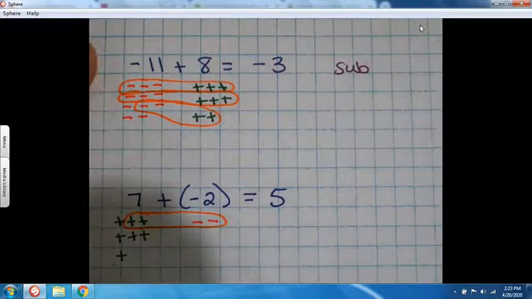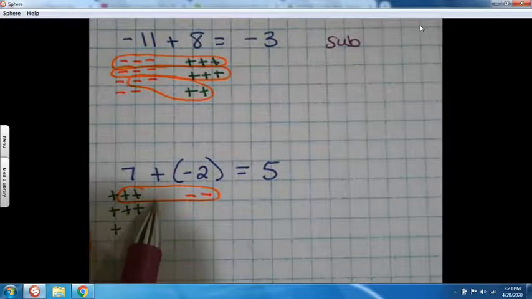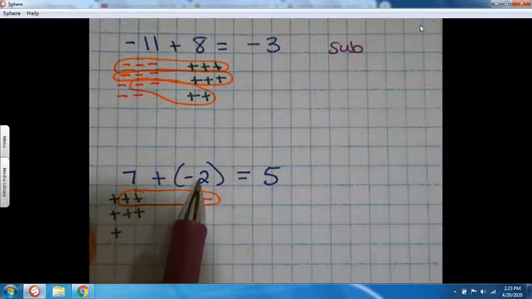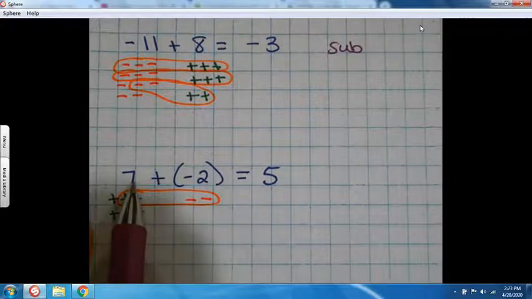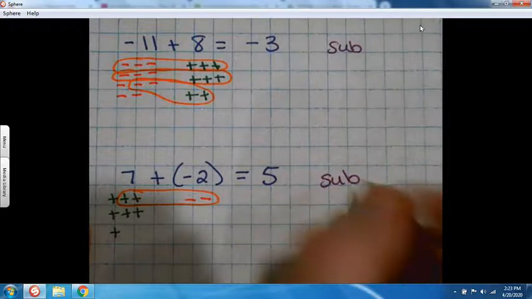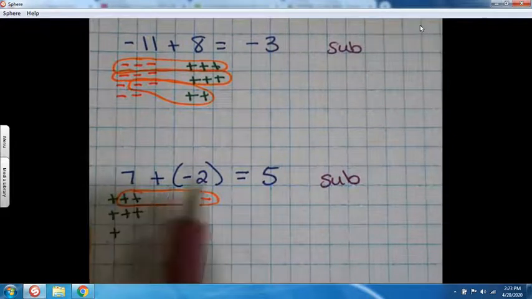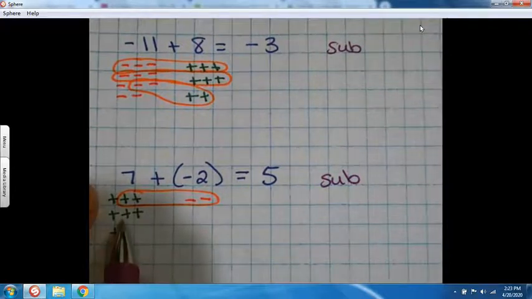All right, so let's look at this one. Does that rule follow for this one too? Did we add these two to get 5, or did we subtract these two to get 5? We subtracted those two, right? We subtracted. So 7 minus 2 is 5, and then there are more positives, so our answer is going to be positive.